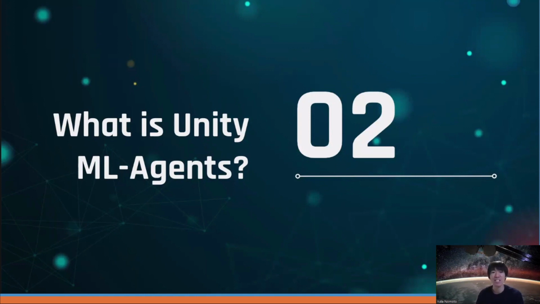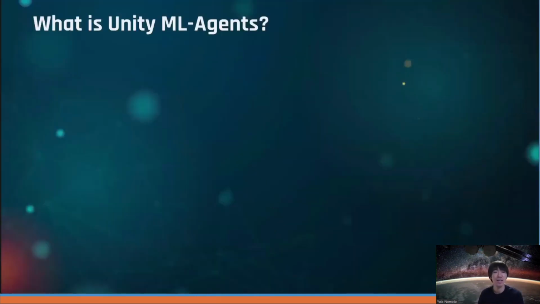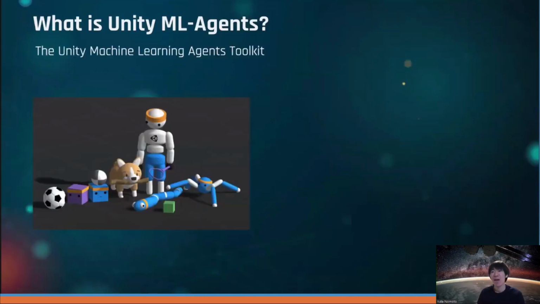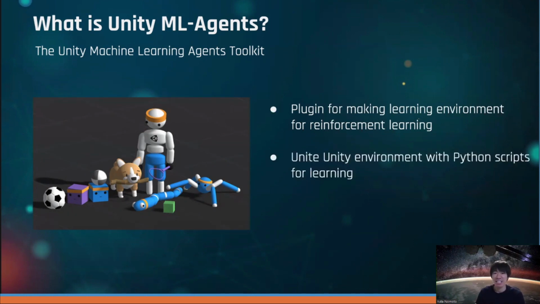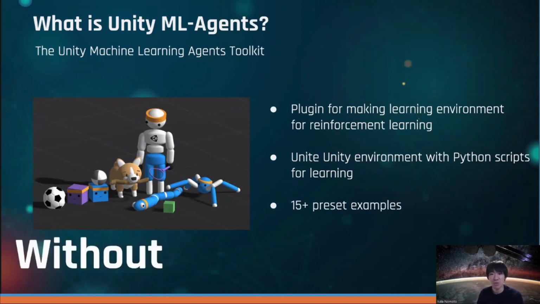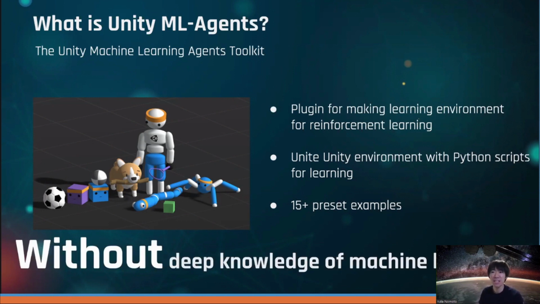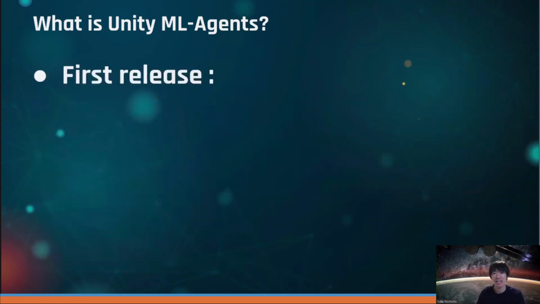Next is what Unity ML Agents is. Its full name is the Unity Machine Learning Agents Toolkit. It's a plugin for making a learning environment for reinforcement learning, and it unites the Unity environment with Python scripts for running. It has more than 15 preset examples, and you can use this toolkit without deep knowledge of machine learning.